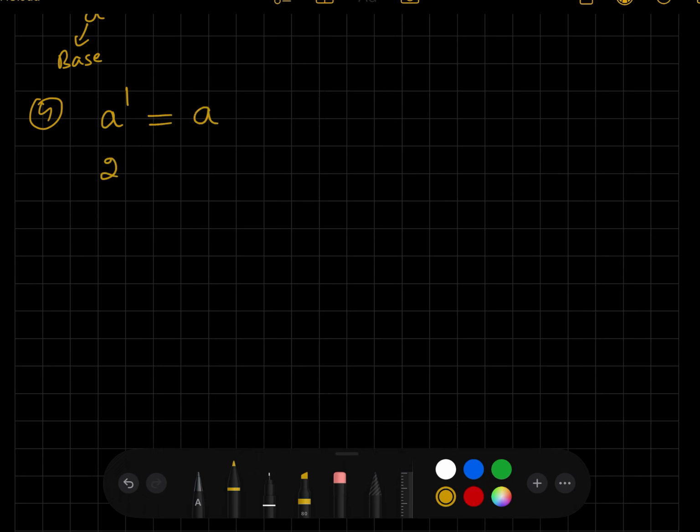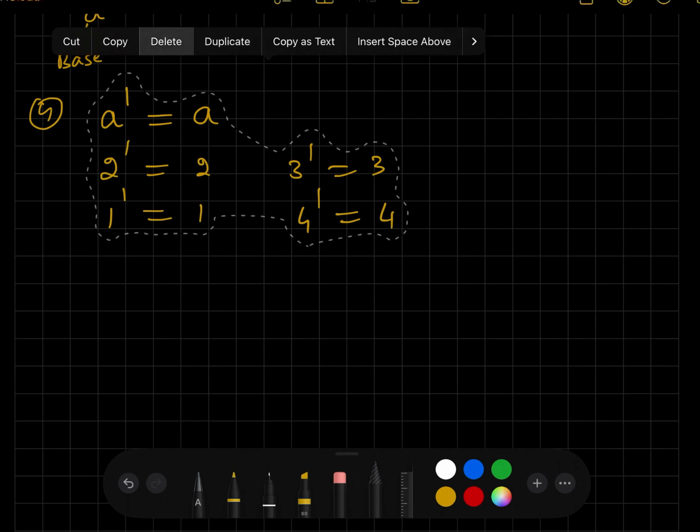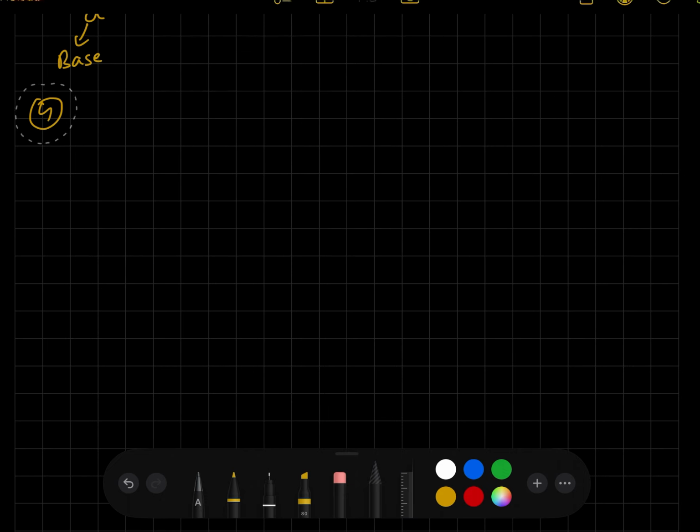Like if I say 2 raised to 1 would be 2, 1 raised to 1 is 1, 3 raised to 1 would be 3, 4 raised to 1 would be 4. So this is a basic thing. Then the next one is number 5, which says that any number raised to the power 0 is always equal to 1.